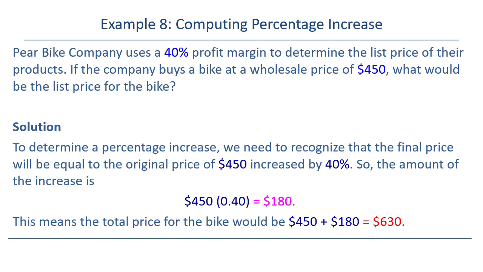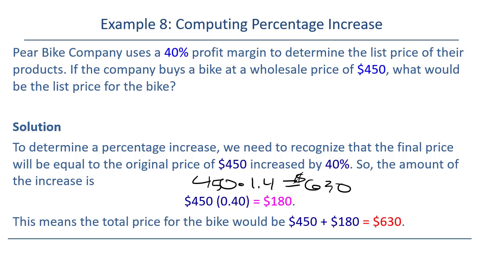All right, the last example. This bike company uses a 40% profit margin to determine the list price of their products. If the company buys a bike at wholesale for $450, what would be the list price of the bike? Well, they have to add 40% to it. So they figure out 40% of their cost, which is $180. They add the $180 to $450. But remember, a 40% increase just means the new price is 140% of the old price. So you could have just taken $450 and multiplied it by 1.4. That's 140%. And you would have gotten straight to $630.